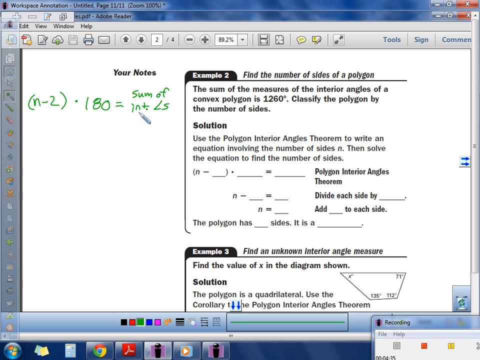So these are key words to look for. Anytime it wants the total of all the angles inside a shape, we're going to use this formula. Let's see what it asks for here. The sum of the measures, there's that sum, of the interior angles of a convex polygon is this. What do I do with that number?